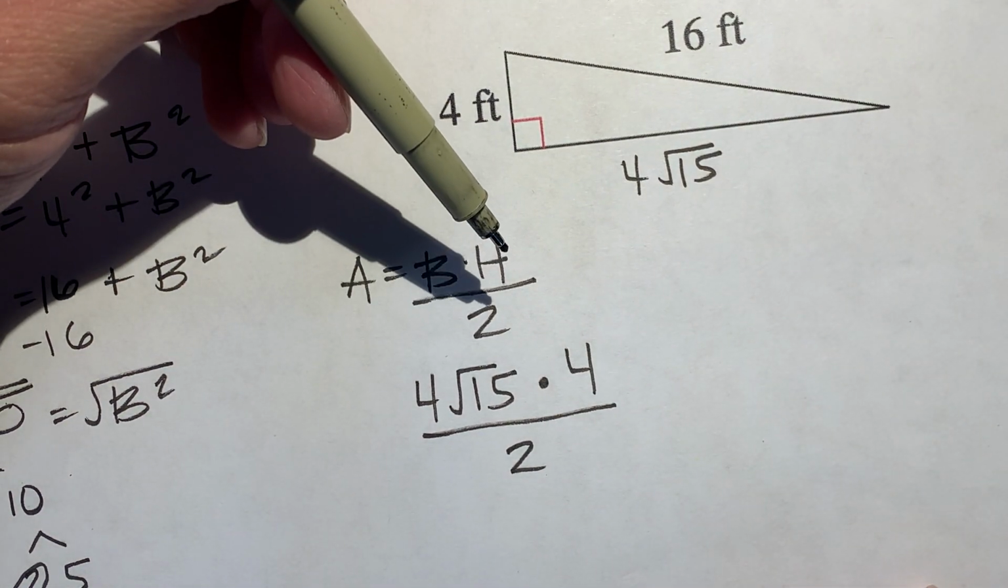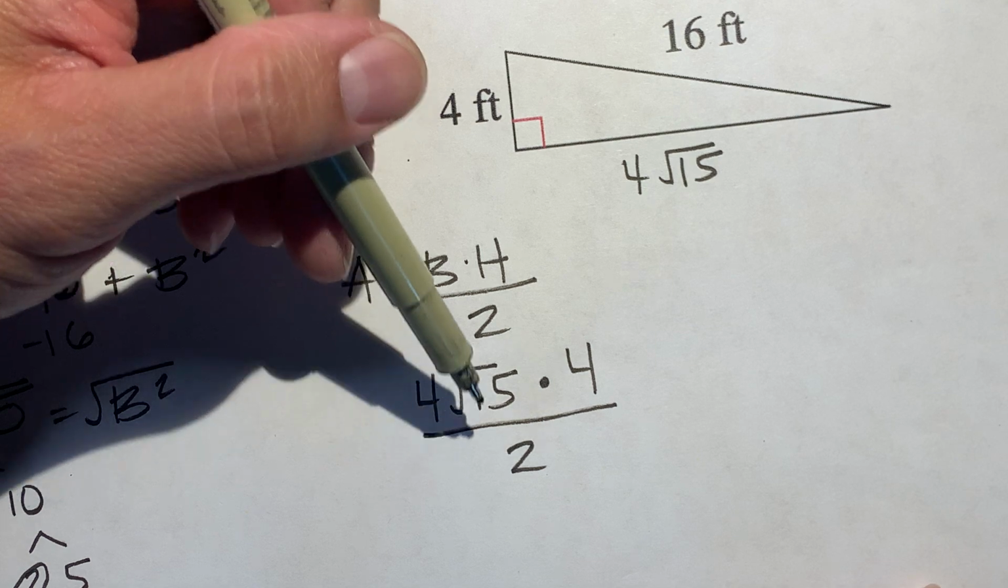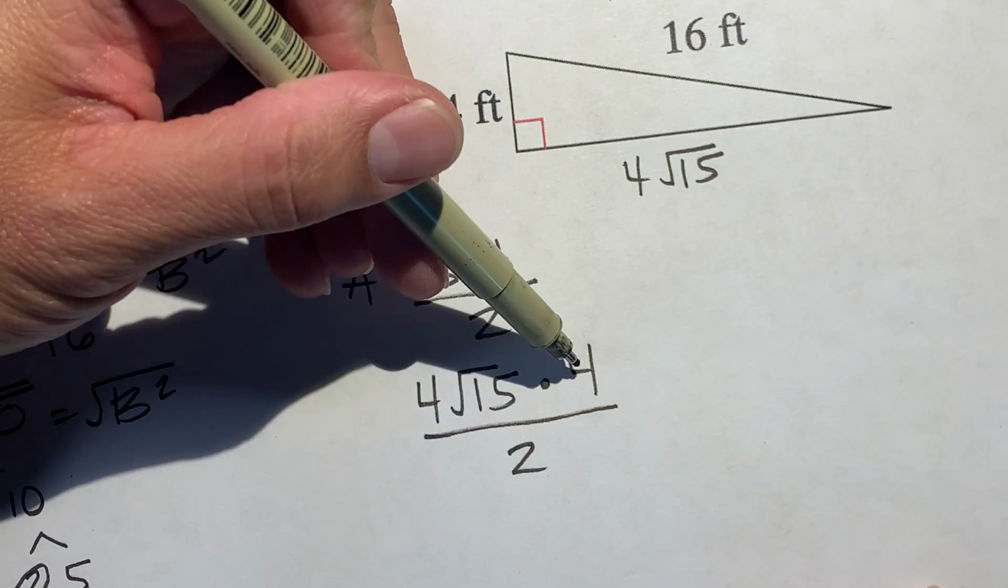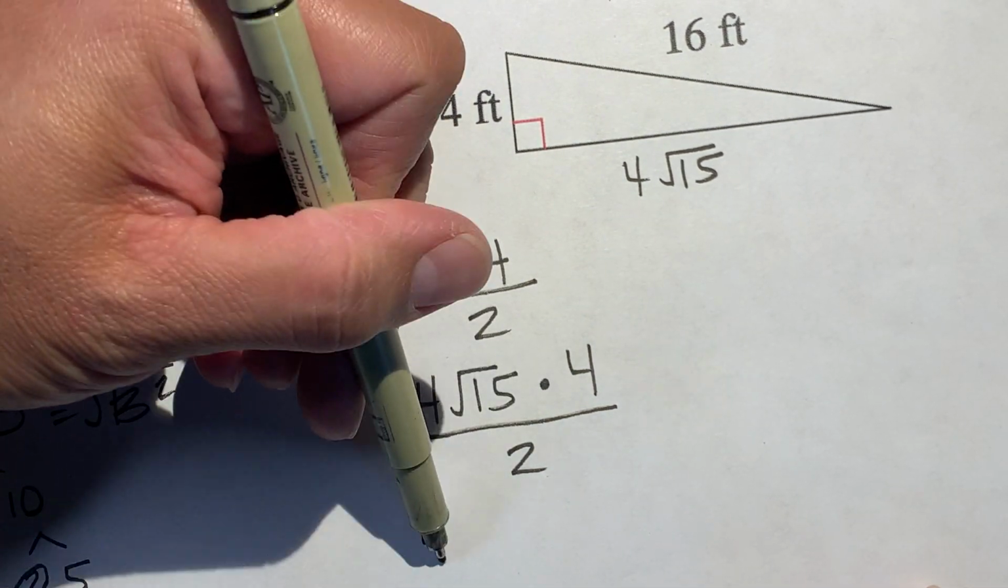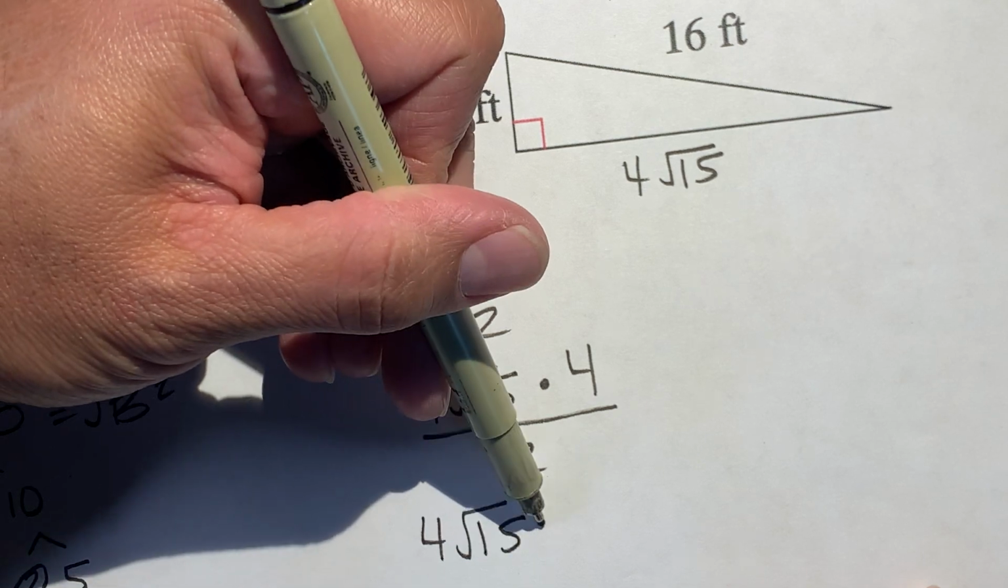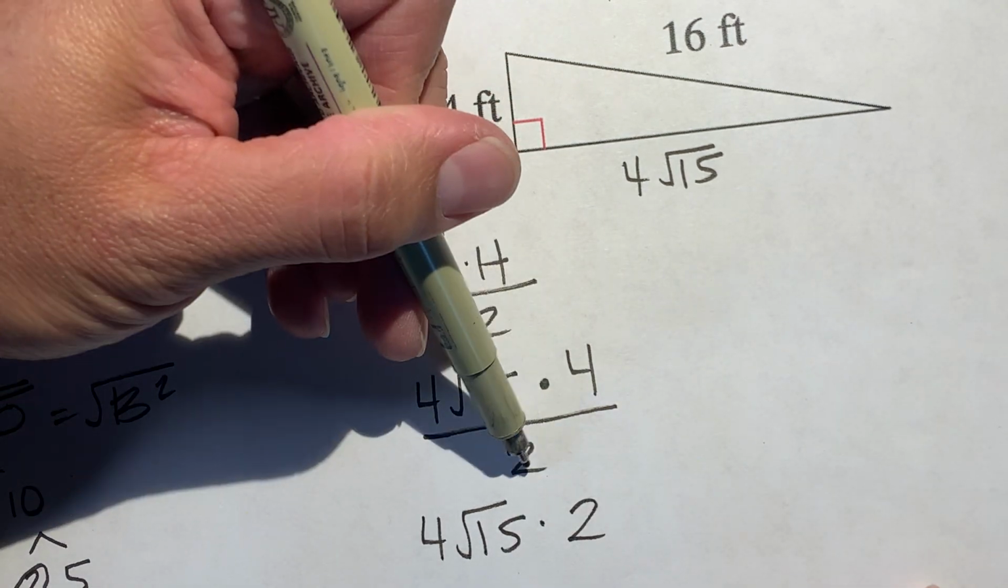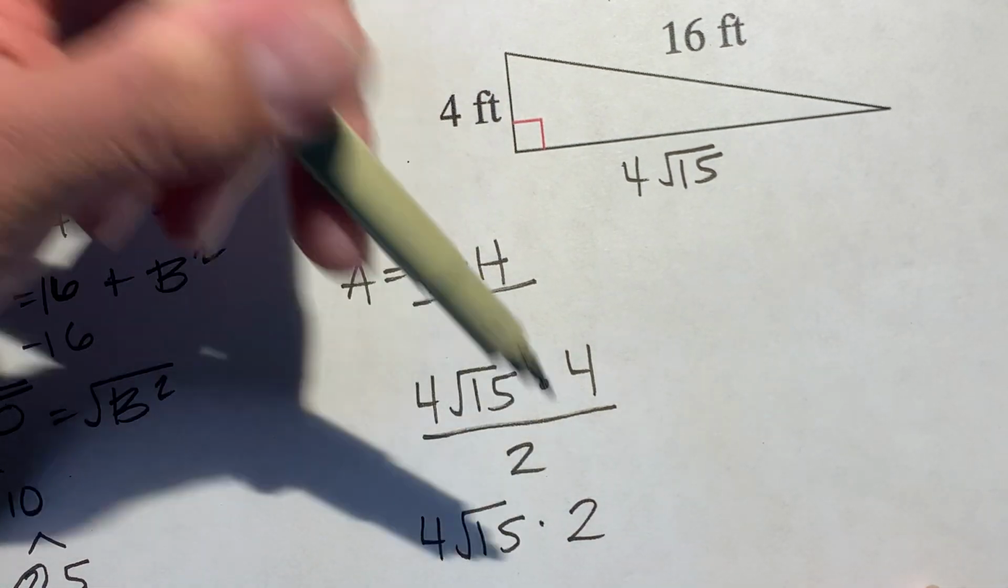So what I'm going to do is, as I've done, I try to make numbers smaller. So I'm going to divide 4 and 2. So I'm going to get 4 square root of 15 times 2, because 4 divided by 2 is 2, and that gets rid of that 2 in the denominator.